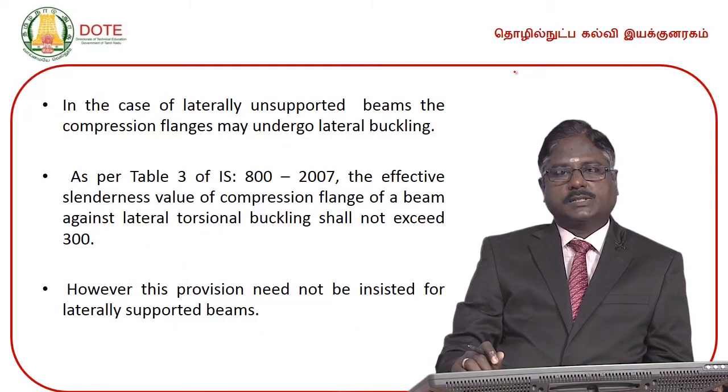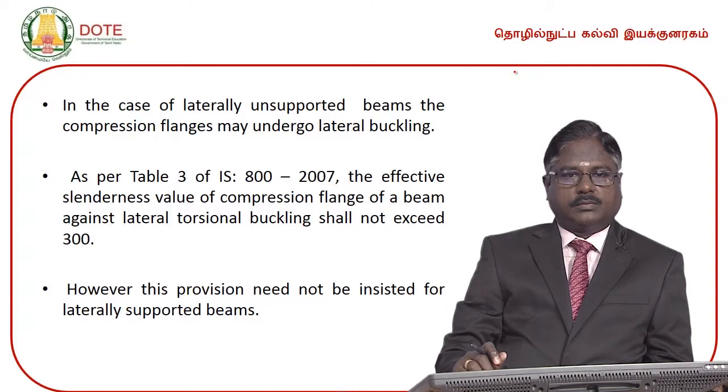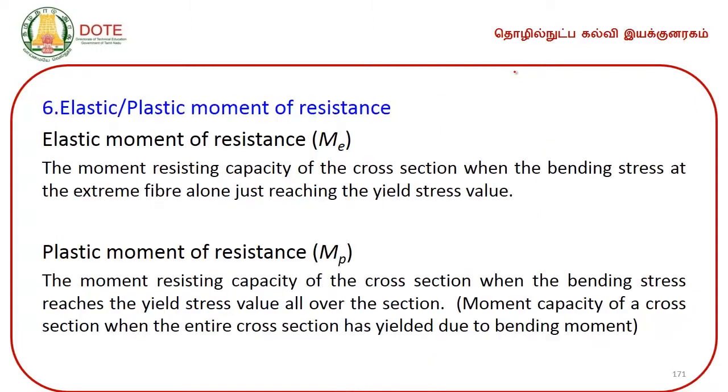In the case of laterally unsupported beams, the compression flanges may undergo lateral buckling, so this has to be checked. The most important properties while designing a steel beam are the elastic moment of resistance and the plastic moment of resistance. Elastic moment of resistance, which we have seen in units 2, 3, 4 etc. in RCC structures, is the moment carrying capacity of the section when the bending stress at the extreme fiber alone just reaches its yield stress value. So, that is the elastic moment of resistance.